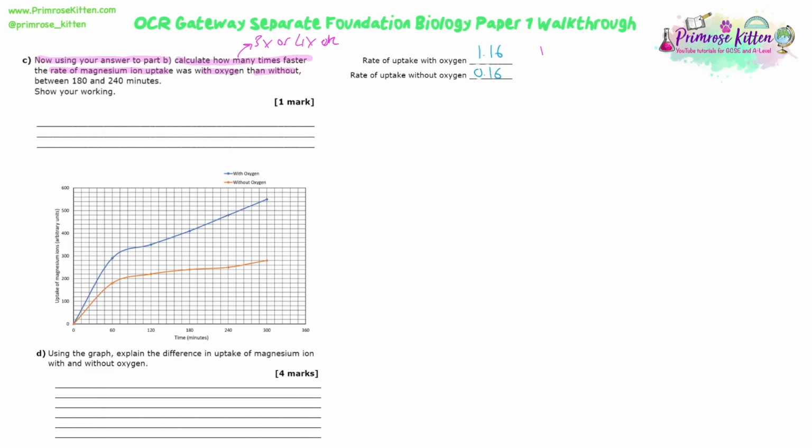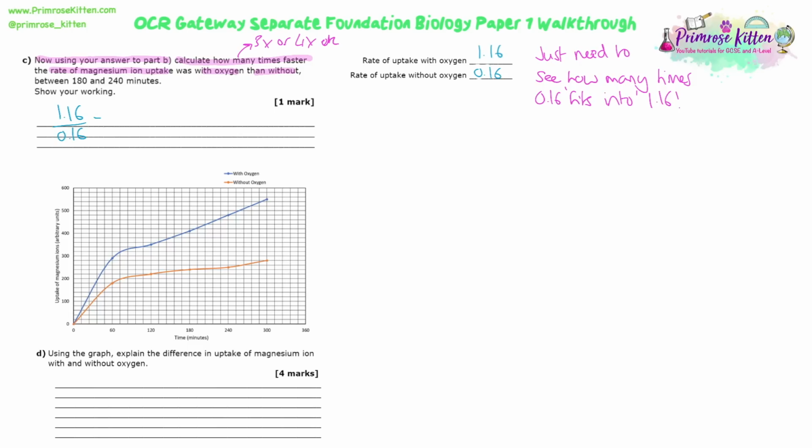That's what it's asking us to work out here. So how many times faster? All we need to do with our two numbers is work out how many times 0.16 goes into 1.16. It's a very simple kind of maths question that you may have had before. So we're just going to divide one by the other to work out how many times 0.16 can go into 1.16. And we're going to show our workings.